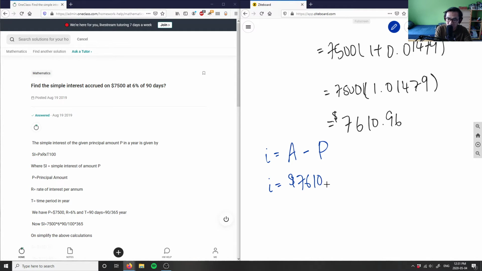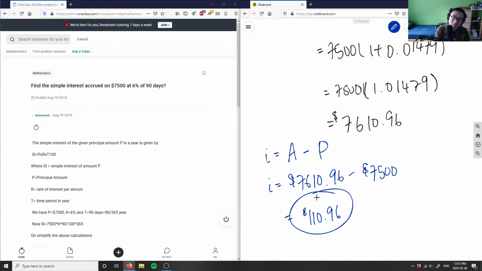$7,610.96. We're going to subtract the initial amount, our principal balance, which was $7,500, because we put in $7,500 in the beginning. This would equal our interest that's being accrued, and this gives me a value of $110.96. So our interest here is $110.96, and this is our answer for this problem.